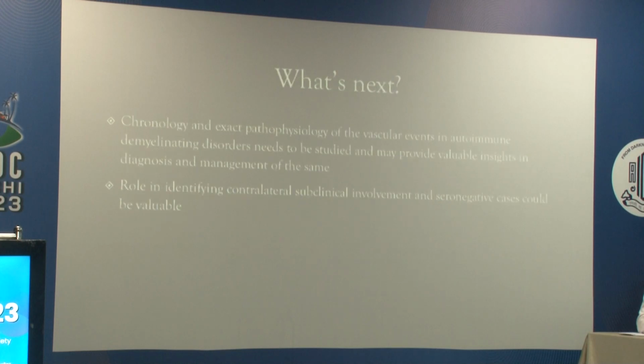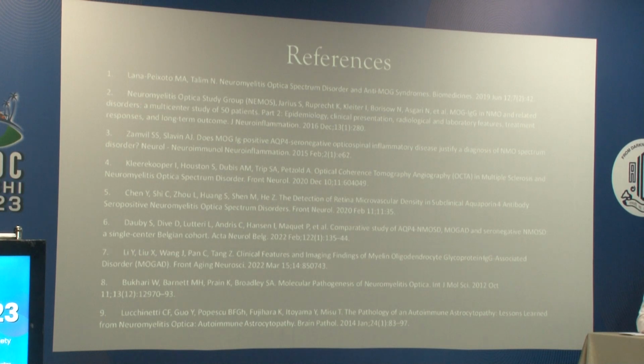So what is next? If we are able to describe the chronology and find the exact pathophysiology of these vascular events in these autoimmune demyelinating disorders, then it might provide very valuable insights into the diagnosis and management of these disorders. If OCTA can play a role in identifying contralateral subclinical involvement of the other eye or seronegative cases, it could be very valuable. These are my references. Thank you.